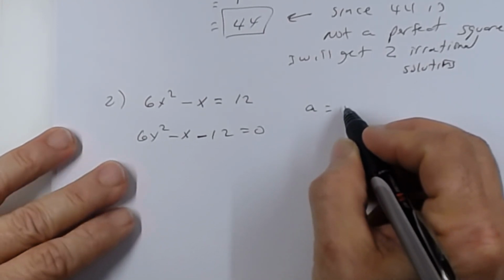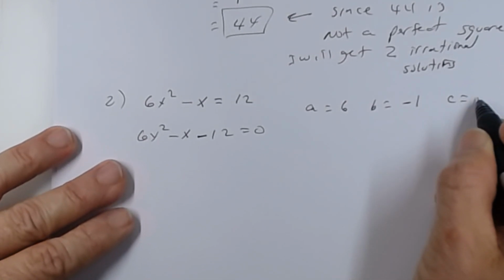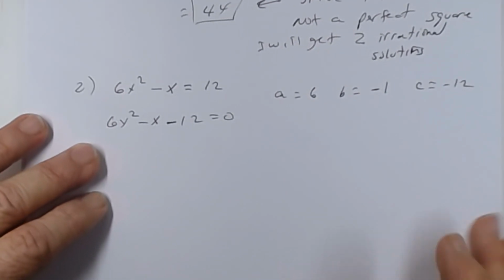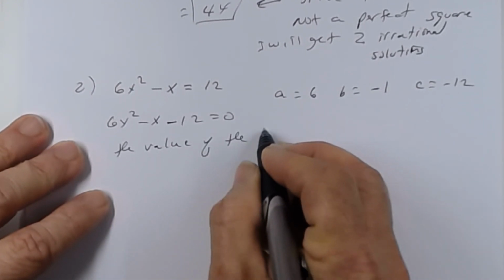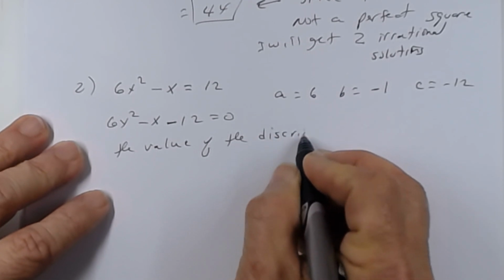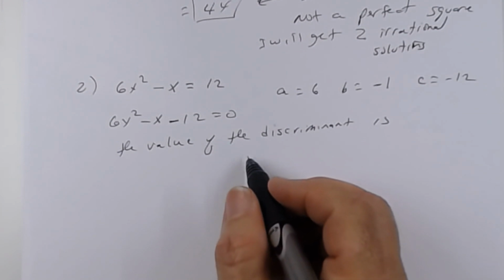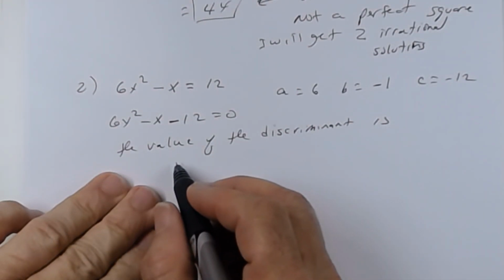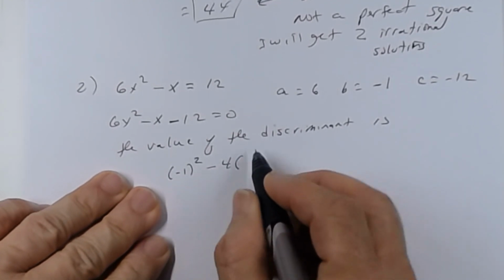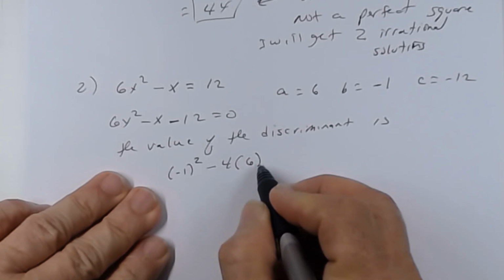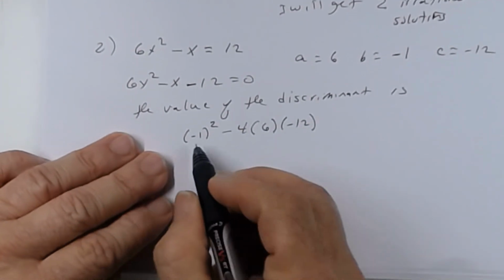All right, so what's A? What's B? Negative 1. What's C? Negative 12. All right, so the value of the discriminant is, and that's b squared minus 4ac. So what's b in this case? What do I do to a negative 1? Square it. Minus 4 times a. What's a? 6 times c? Negative 12. All right, use your calculator if you need to.